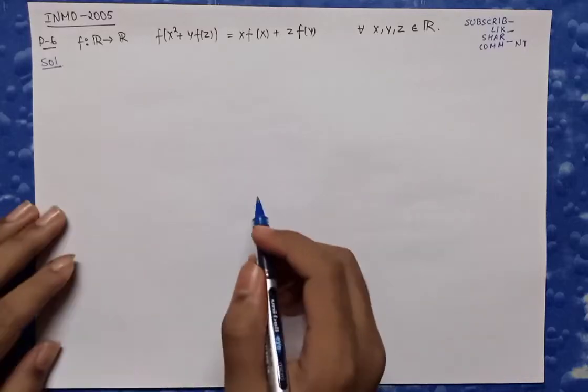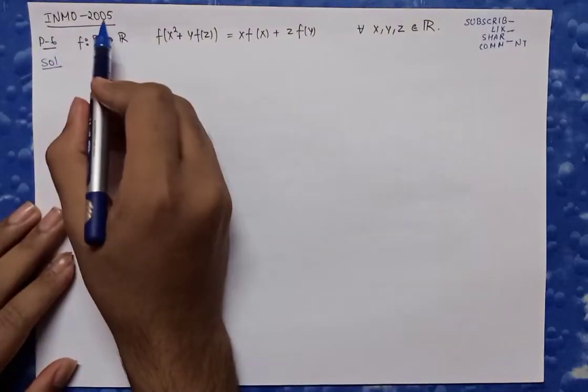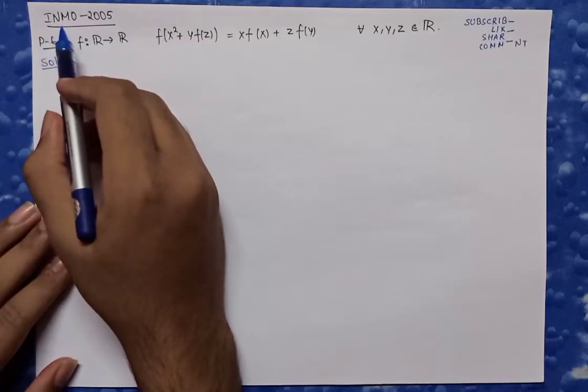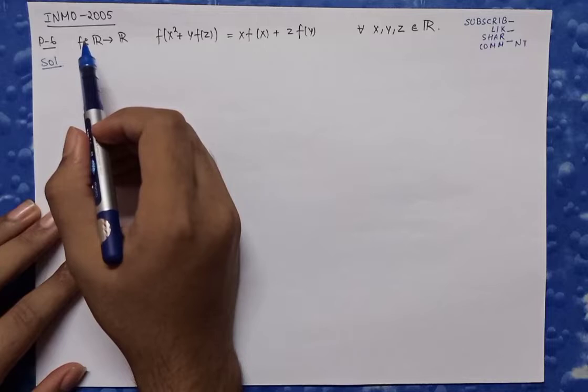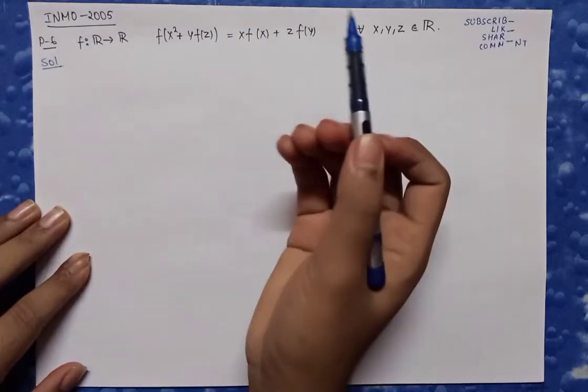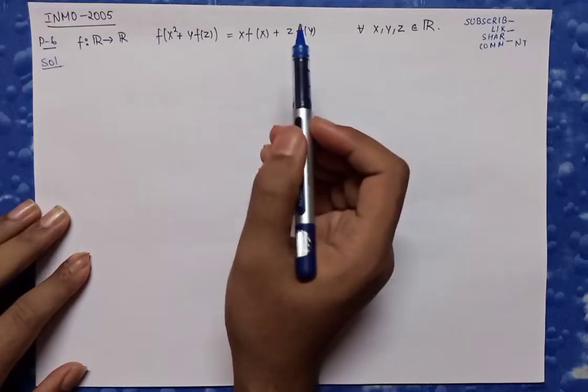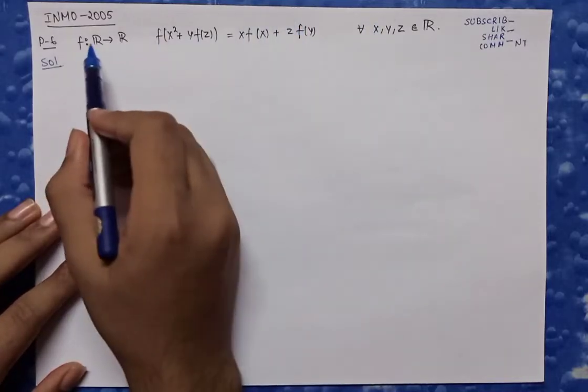Hello guys, today we are going to solve INMO problem 2005, problem number 6. INMO means Indian National Mathematics Olympiad, and the question says: find all the functions which satisfy the given functional equation, which is in three variables x, y and z.